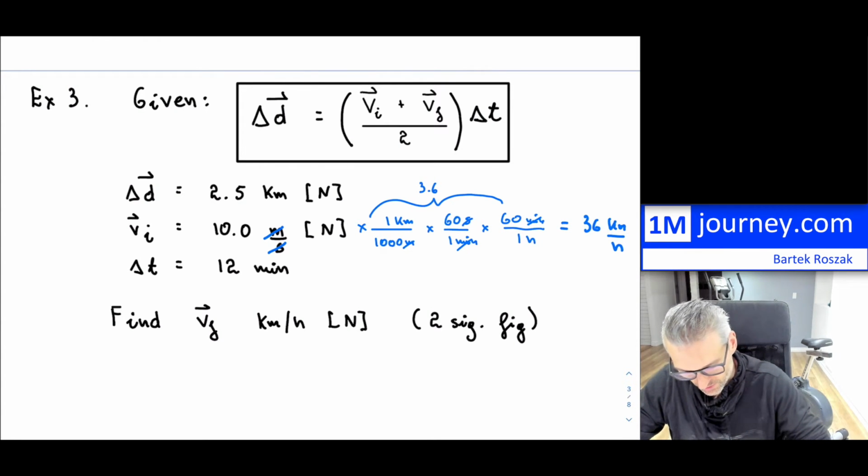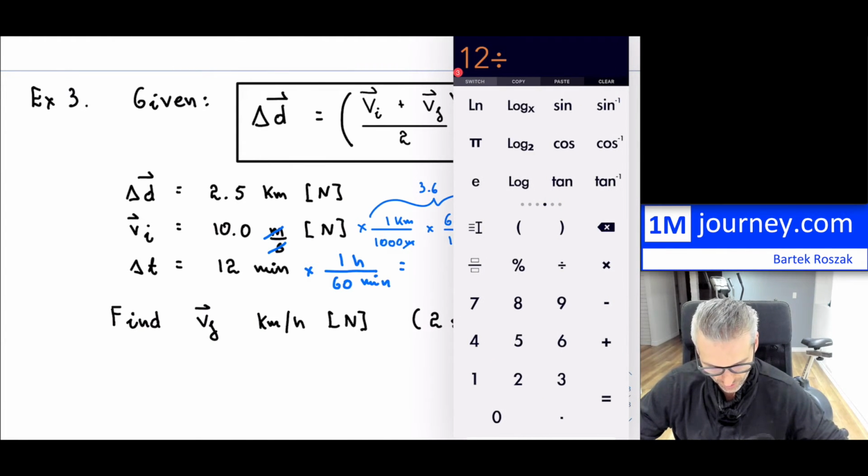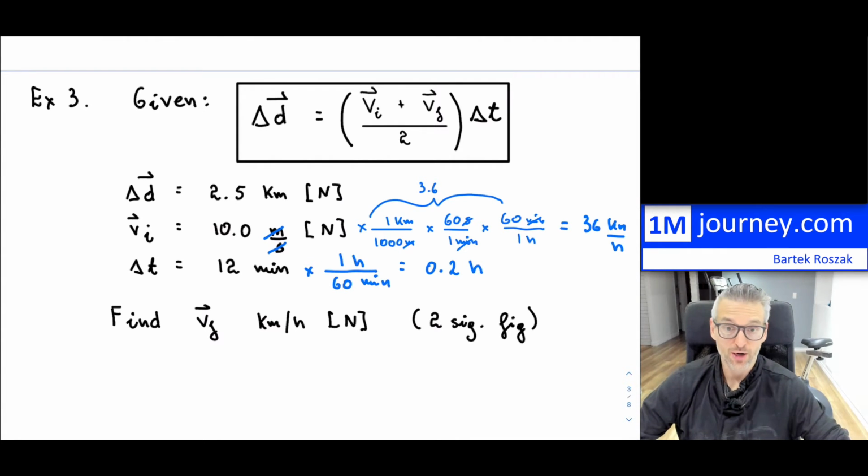The last piece is also annoying because I have it in minutes, and I don't want it in minutes. So I'm going to get rid of the minutes. 60 minutes is equal to 1 hour, so it's going to be 12 over 60, which is 0.2. So this is 0.2 hours. It's a lot of work before beginning, but that's what you need. You need to always think about what units you are going to be working with.